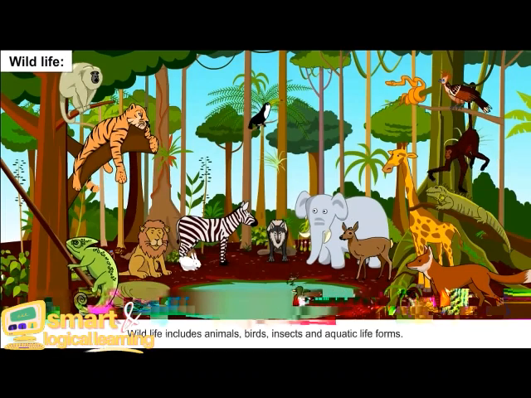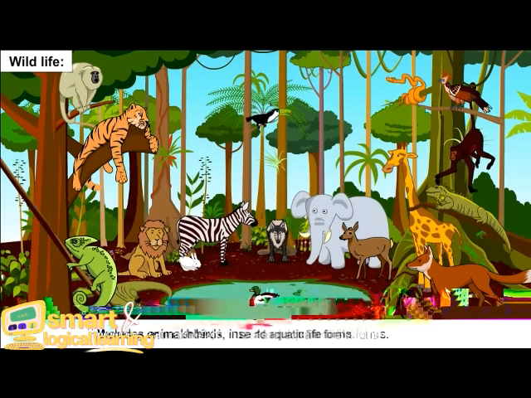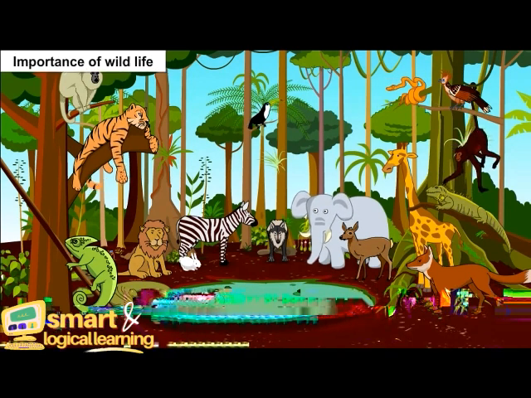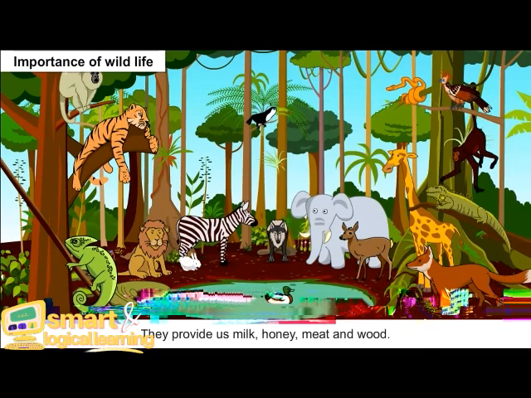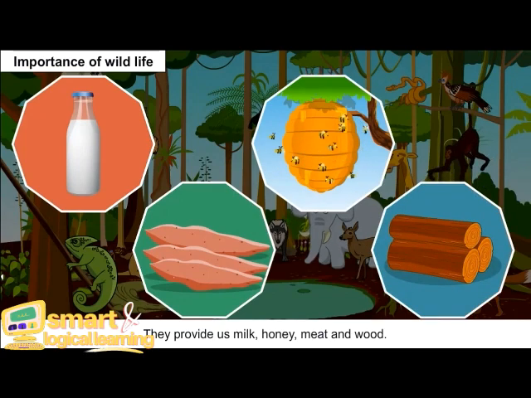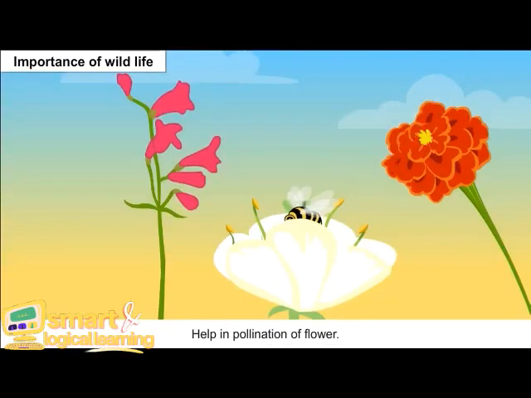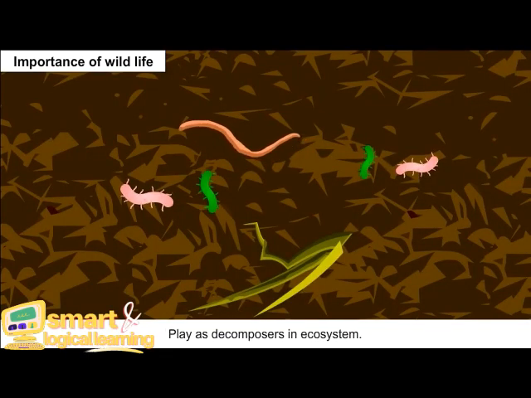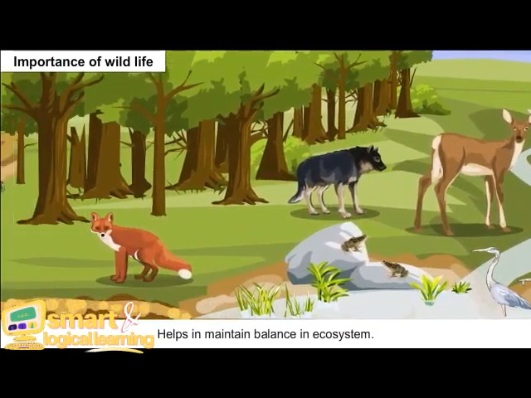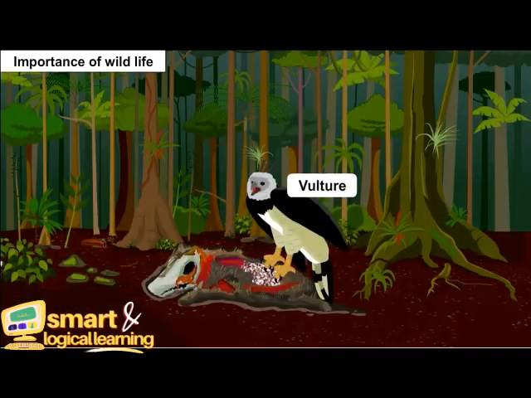Wildlife. Wildlife includes animals, birds, insects, and aquatic life forms. Importance of wildlife: they provide us milk, honey, meat, and wood. Help in pollination of flowers. Example, bee. Play a role as decomposers in ecosystem. Help in maintaining balance in ecosystem. Example, vulture is a scavenger and hence feeds on dead livestock to keep the environment clean.